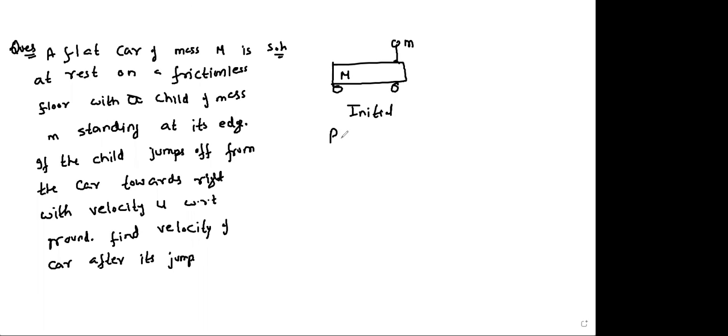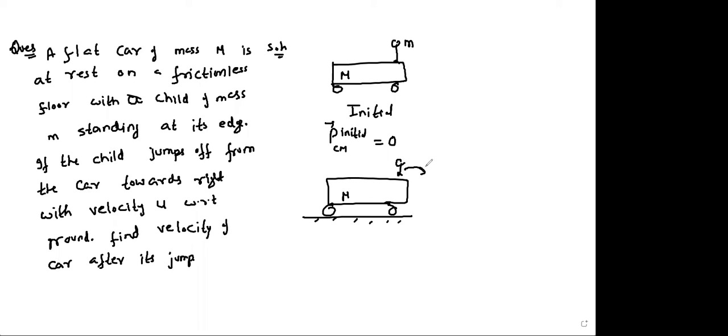What is the initial momentum of the system? It is 0. The initial momentum of the center of mass would be 0. This car is placed on a frictionless surface. There is no friction between the car and the ground. This child jumps in the forward direction with some velocity. What should happen with the car?